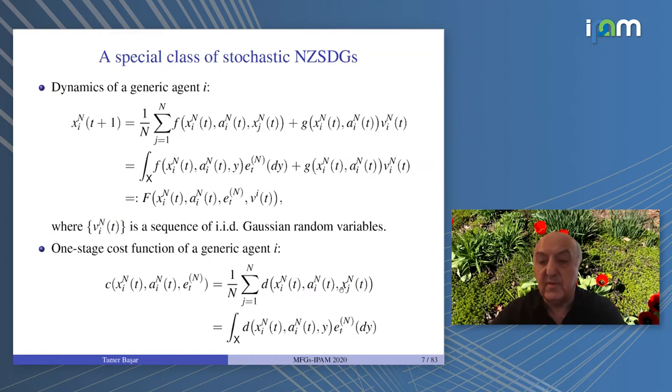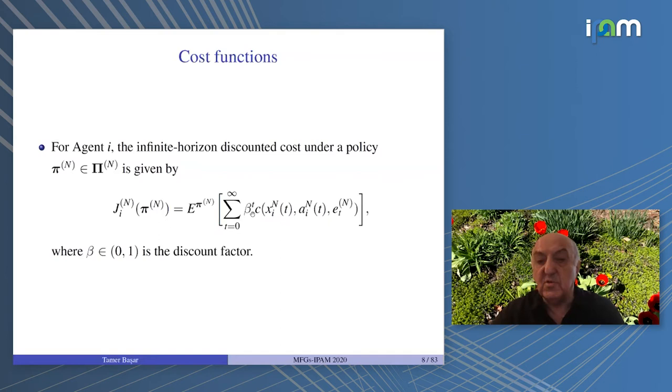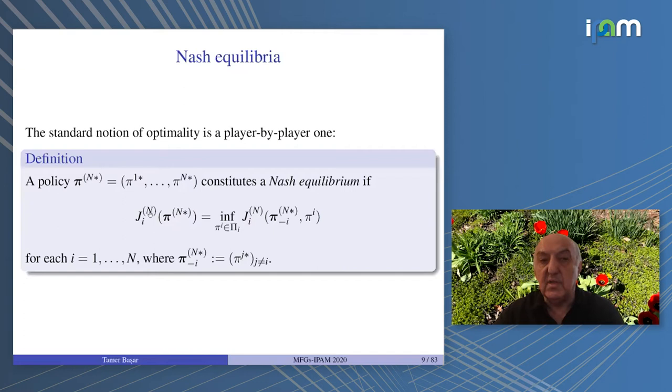Now, the cost functions that we take are discounted costs. You discount in time, where beta is a parameter between 0 and 1. The expected value of this, given any n-tuple of policies by all n players, is the cost to player i. And the Nash equilibrium, very quickly, and this community is definitely very familiar with this, is one where there is player-by-player optimality in this generality.